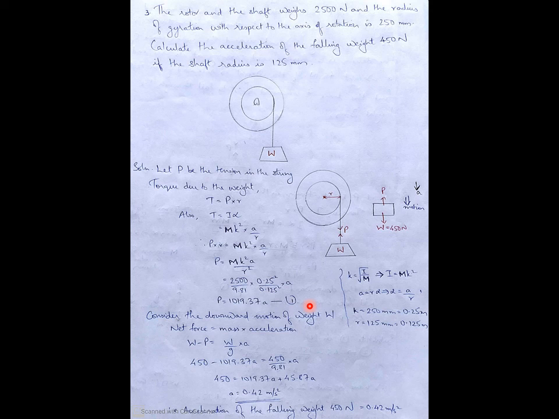Now we will be applying Newton's second law. So by Newton's second law, net force equal to mass into acceleration. So this is a free body diagram. Weight is acting downwards, P is acting upwards. This is the direction of motion, which is downwards. Then acceleration A is also downwards. So what is the net force in the direction of motion? It is W minus P equal to mass, mass means it is 450 divided by 9.81 into A. So weight is 450 minus P. P from equation 1 you will be getting P. So substitute equation 1 over here. Finally you will be getting the acceleration. So it has been asked to find the acceleration of the falling weight, which is 0.42 meter per second square.